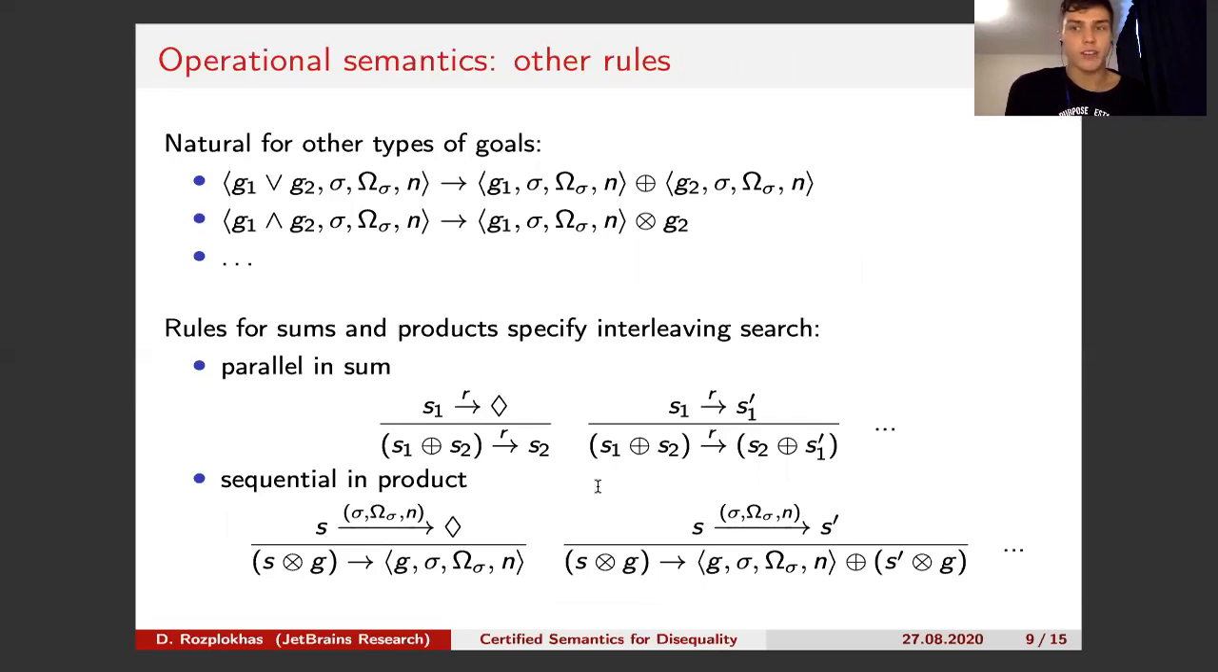Rules for other types of goals are rather predictable. In particular, we transform disjunction into a sum and a conjunction into a product. And the rules for sum and product specify interleaving in the search, in a standard way. In sum, we make one step at a time in each state, and in product we evaluate the goal in the environment of all answers that we get from evaluation of the state.